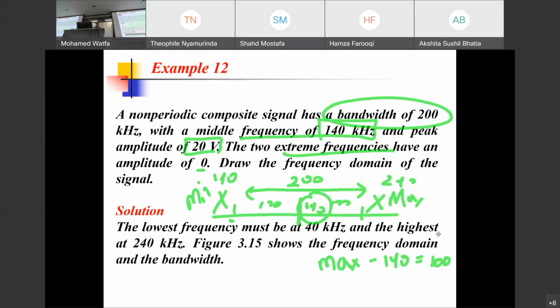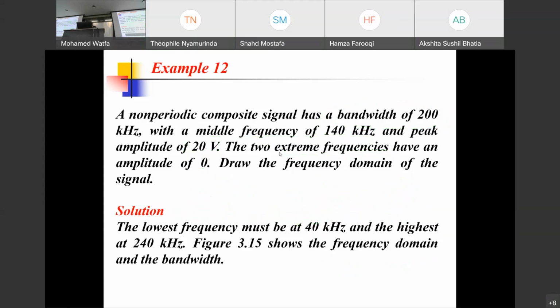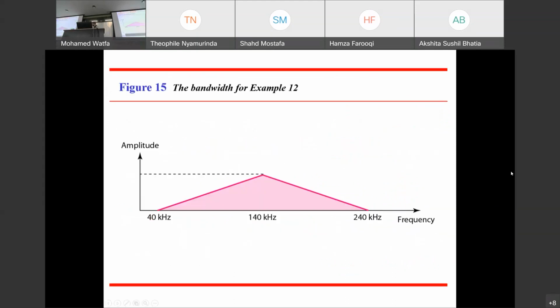So you should be comfortable with this. Of course, Joseph found it quickly, but some of you should kind of figure this out, okay? So anyway, let's go draw this. As we expected, 40, 240, 140 in the middle, and the peak amplitude was given. What was the peak amplitude? 20. This is 20.